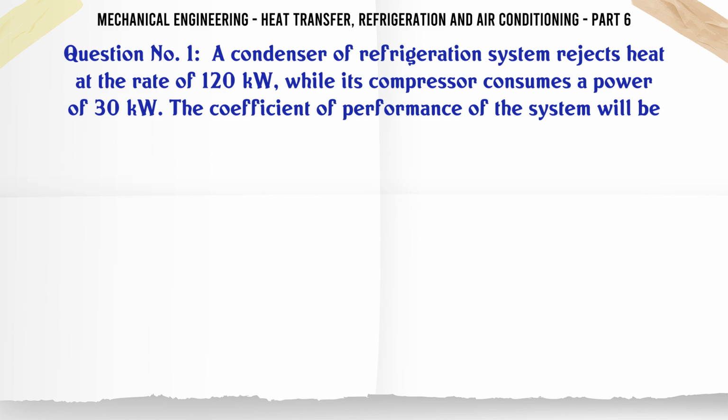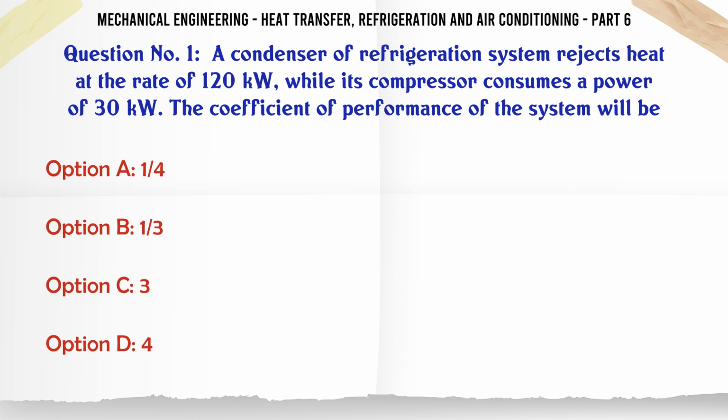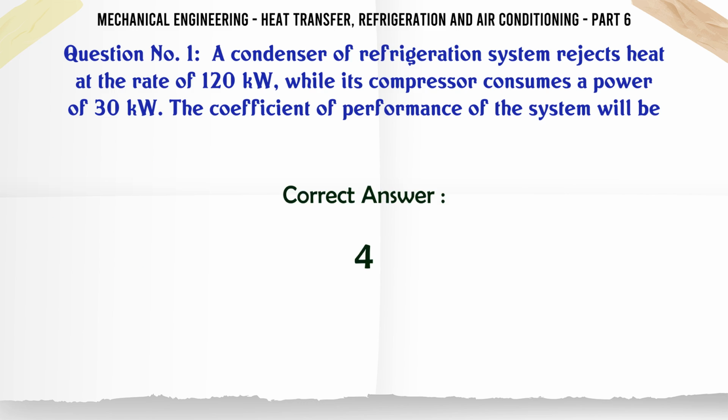A condenser of a refrigeration system rejects heat at the rate of 120 kilowatts while its compressor consumes a power of 30 kilowatts. The coefficient of performance of the system will be A. 14, B. 13, C. 3, D. 4. The correct answer is 4.